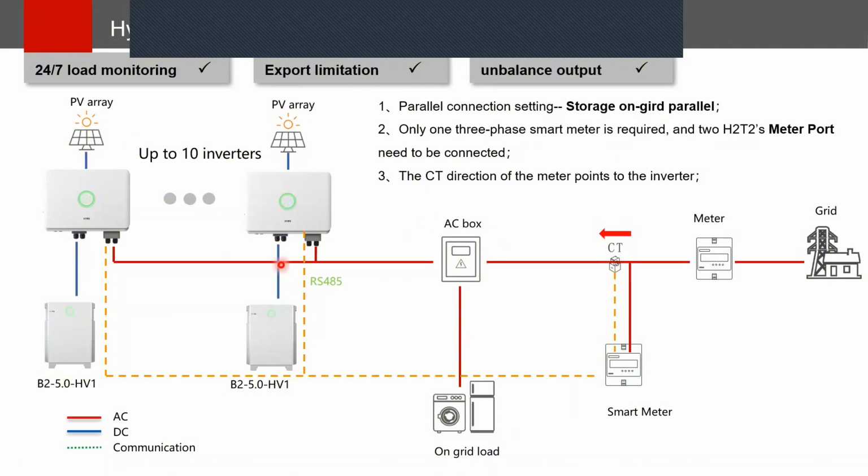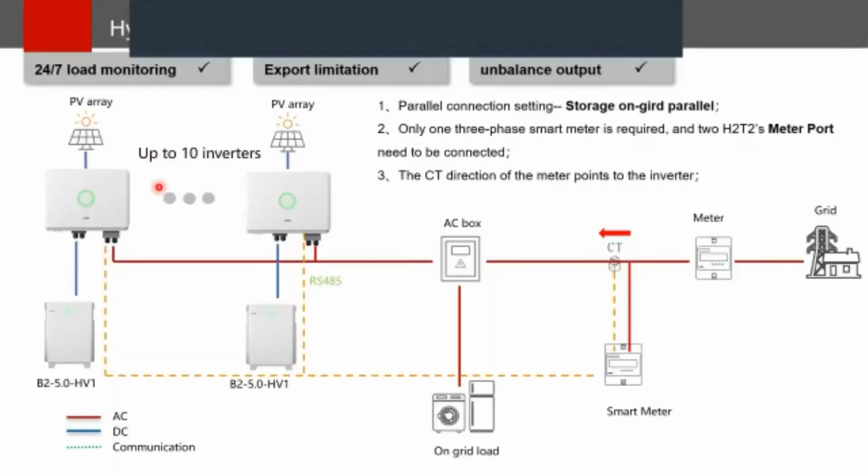So this is about the parallel connections. As we can see here, this is all the same type. For example, these are H2 series, H2 three-phase inverters, with batteries or without batteries. Anyway, it is the storage type. And we can connect up to 10 inverters.